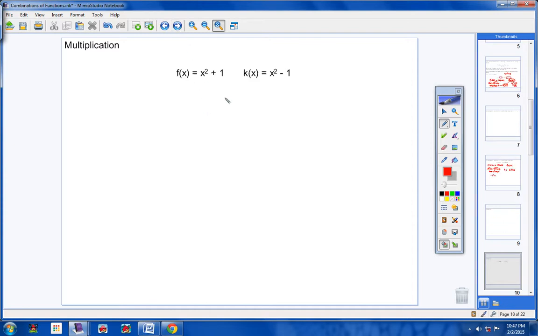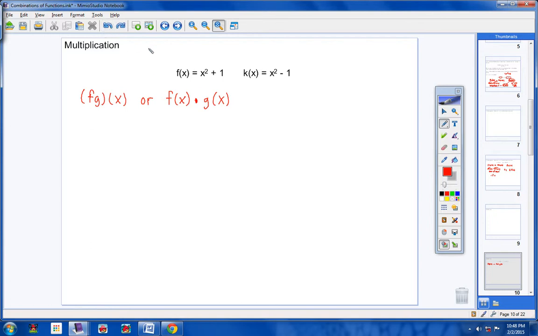Multiplication. Alright, let's take these functions here and let's multiply the two functions together. Now, here's the different notations you can use. f times g of x is one notation, or another notation would be f of x times g of x. Now, be very careful that you put a dot here and not a circle like this. Don't put a circle, okay?